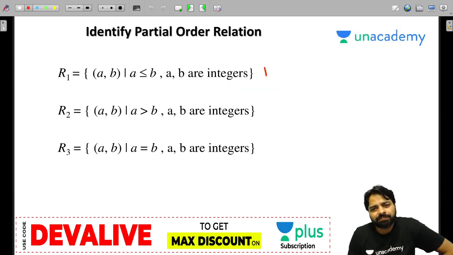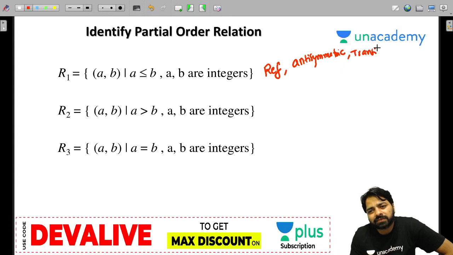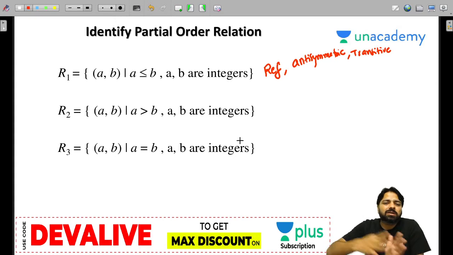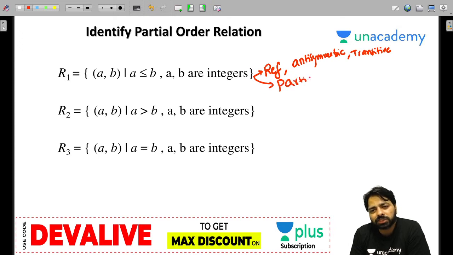Right, now let's look at the example. Is this reflexive? Previously this was not symmetric, but it is antisymmetric. Yes or no? If A less than B, definitely B is not less than A. Diagonals are allowed. It's also transitive. Just now we verified it. Because A less than or equal B, B less than or equal C, indirectly A less than or equal C is also present in the relation. So it is a partially ordered relation. It's a partial order.